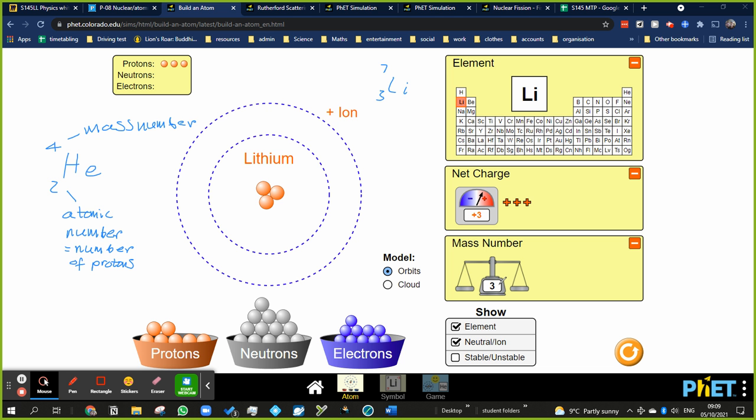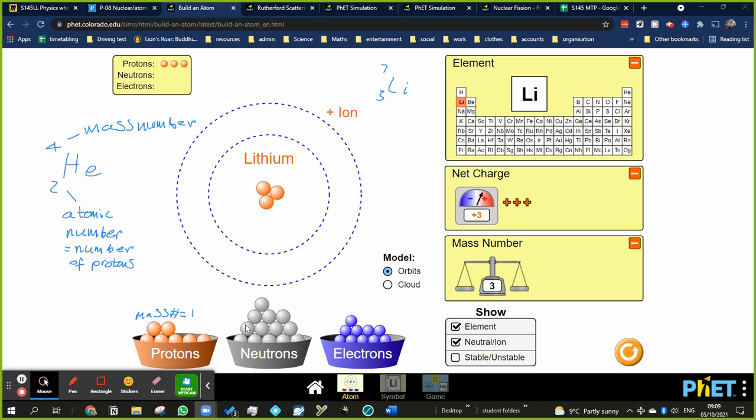Now you see here, it's got a mass number of 3, and if you watched carefully when I added protons and took them away, the mass number went up and down. This means that the protons have got a mass number of 1. So protons, mass number equals 1. But I need a mass number of 7.